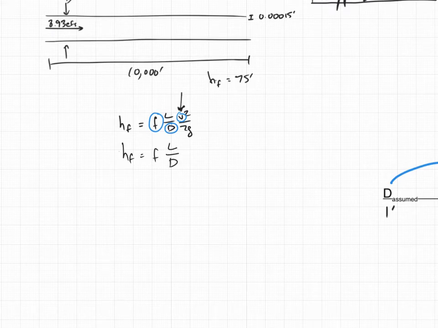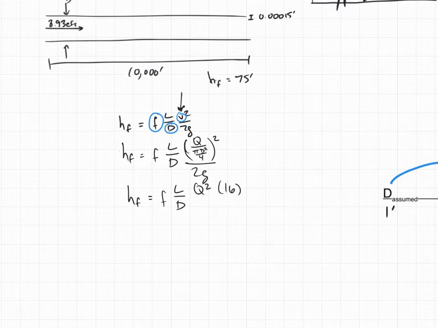L on D, and that V squared becomes Q on pi D squared on 4, squared, over 2G. Whew, that's going to get sloppy, right? So HF equals F, L on D, Q squared. There's a 16 that's going to come up here. We're going to divide that by that 2, and so that's going to become an 8. And on the bottom, we're going to have pi squared, D to the 4th, and G.